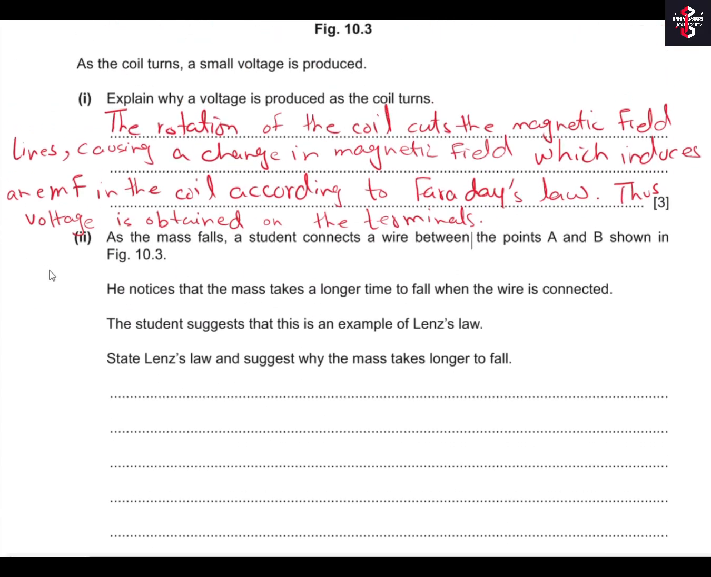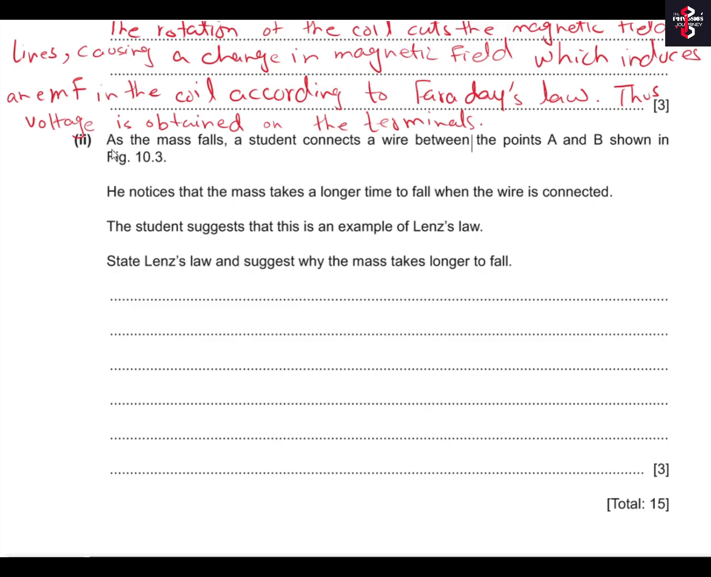Part 2 of Part B. As the mass falls, the student connects a wire between points A and B shown in the figure. He notices that the mass takes longer to fall when the wire is connected. The student suggests that it is an example of Lenz's law. State Lenz's law and suggest why the mass takes longer to fall.